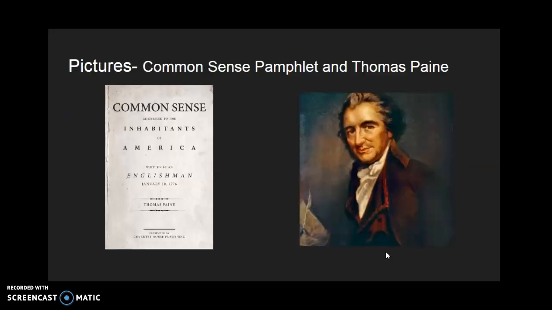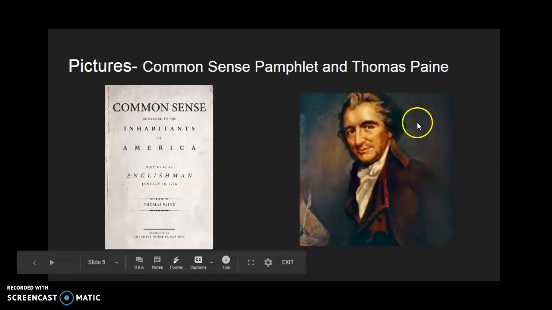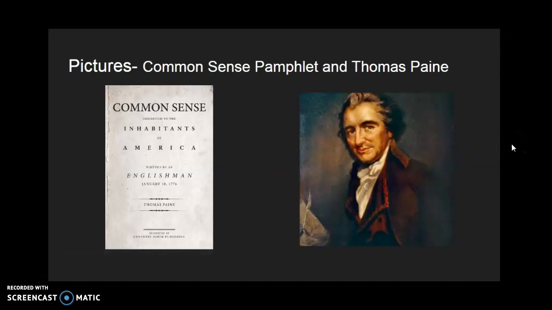So I just had a few pictures. That's Thomas Paine, and you're going to meet him. If you watch the Liberty's Kids video, you'll see him. You'll be introduced because then they're going to talk about Common Sense. Address to the Inhabitants of America, written by an Englishman, January 10th, 1776, by Thomas Paine. So you'll kind of see the highlights of what Common Sense was all about. But again, it was just a written form to get out there to the people. And this was really, really important for us to move forward.